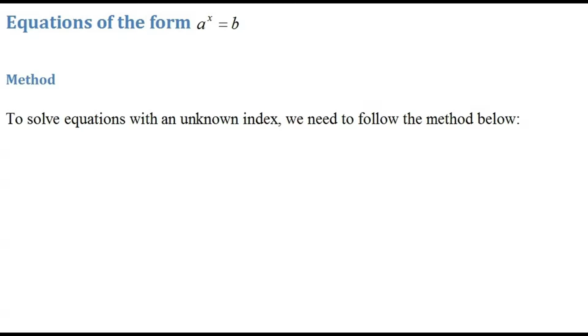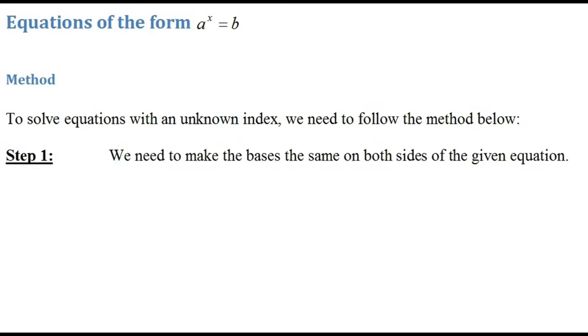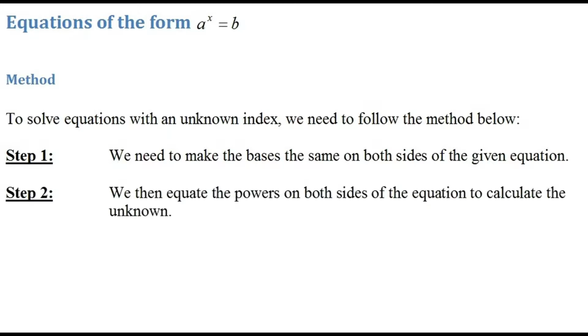Okay, so here is the method. Step number one is we need to make the bases the same on both sides of the given equation. So if you have an equation of the form a to the power x equals b, the first step is to make the base terms on both sides of this equation the same. And once you've done that, step number two is we then equate the powers on both sides of the equation to calculate the unknown index. Okay, so let's see this method in action with an example.